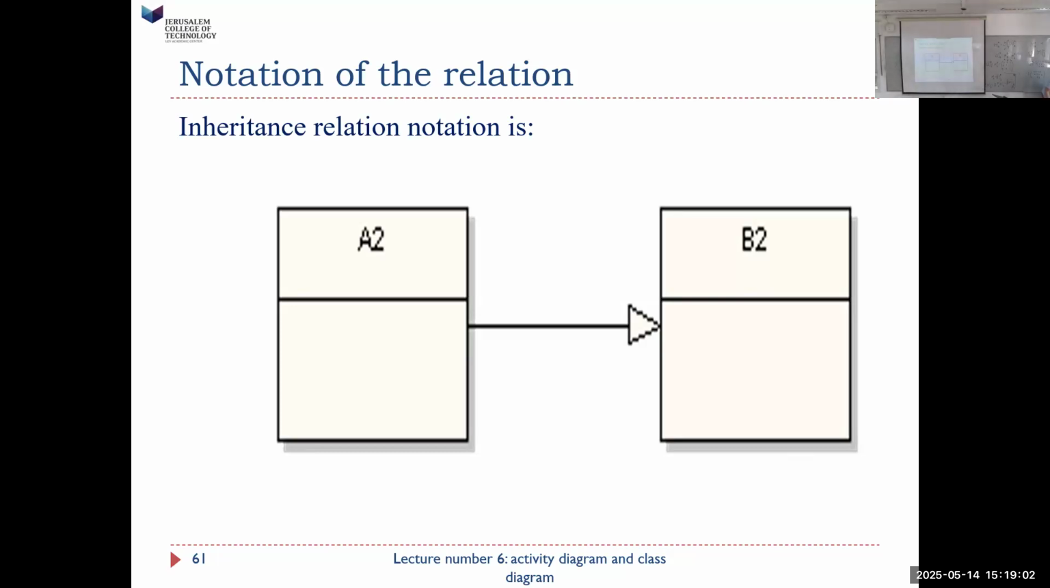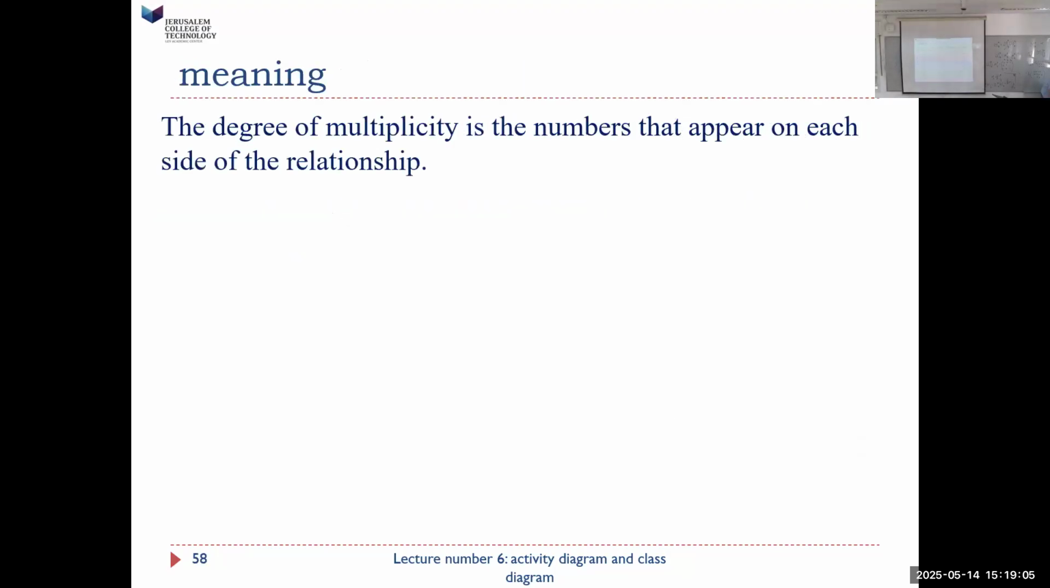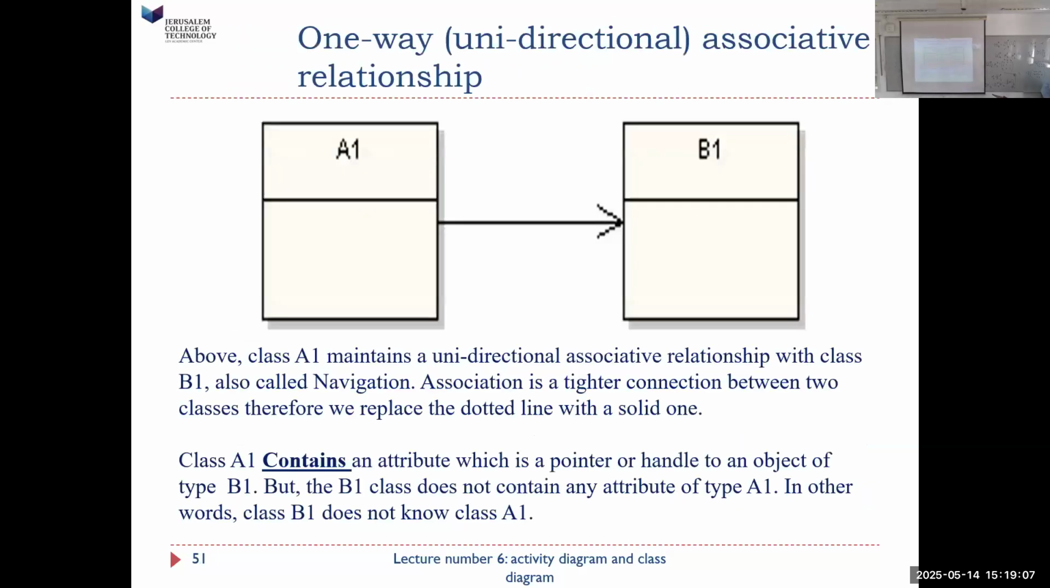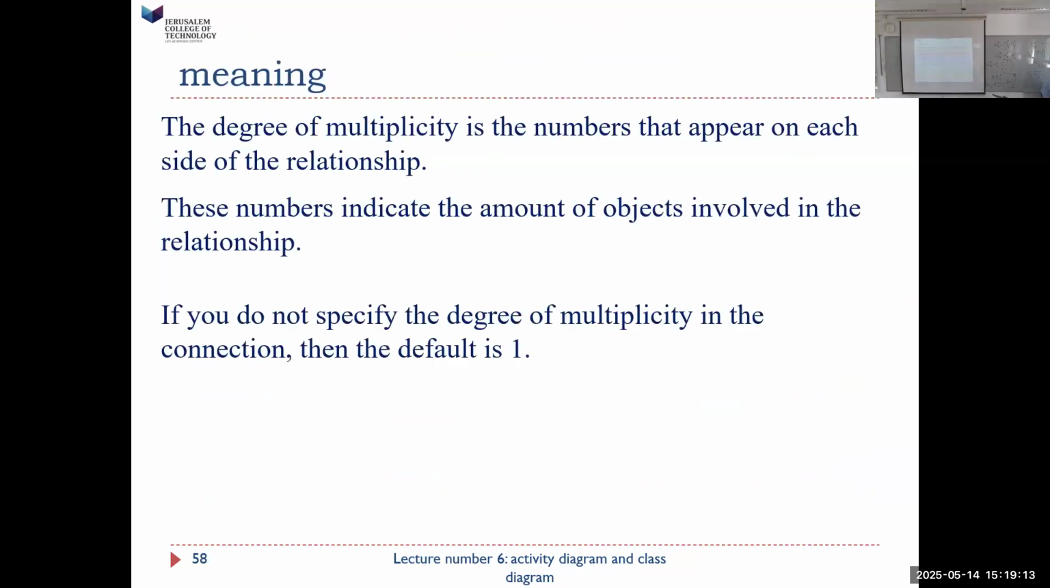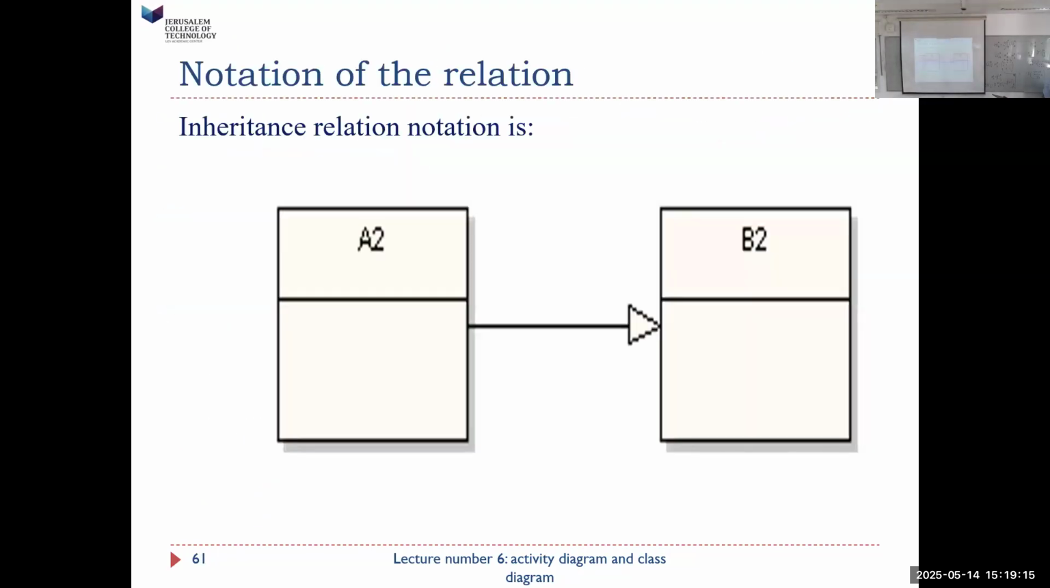Now we're talking about inheritance, which you also probably saw. What does this mean? Notice that the arrowhead is not just a line, as we saw before, but a hollow arrowhead. What does that mean? It means inheritance. So who inherits from whom in this picture? A2 inherits from B2, exactly.